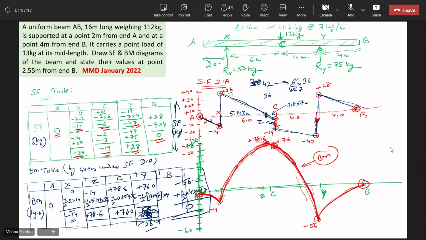Now we have the question: find the SF at 2.55 meters from end B. Go to the SF diagram. Go to 2.55 meters from here. That means you want the value at 2.55 meters. I'm just writing it for the sake of clarity. You need this value. Am I right, guys?